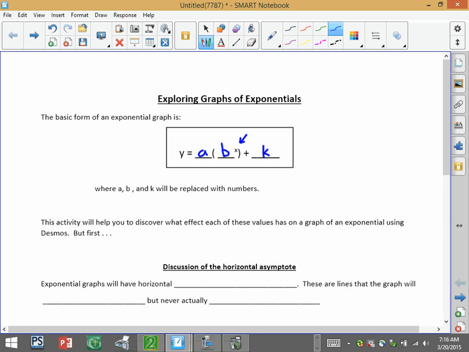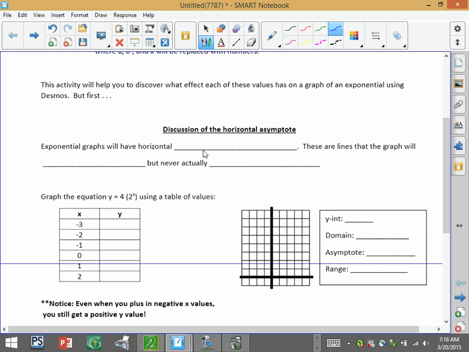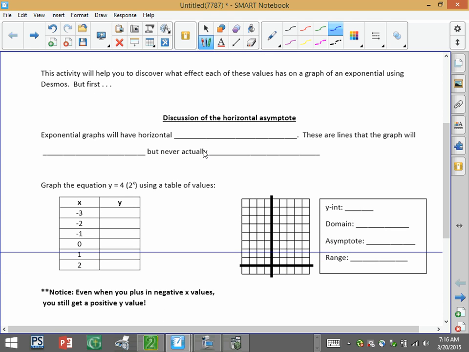But first, let's talk about what a horizontal asymptote is. Exponential graphs are going to have what's called a horizontal asymptote. For those of you that have never heard of this before, these are lines that the graph will approach or get really, really close to, but technically they never actually cross. So take a look at what this kind of looks like.